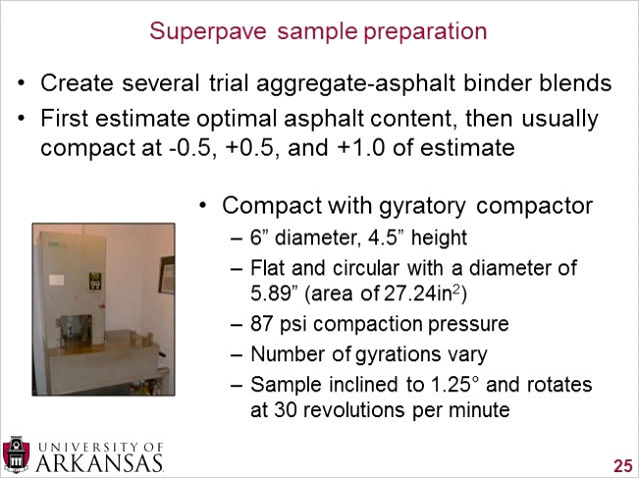The compaction pressure is 600 kilopascals or 87 psi, and you can vary the number of gyrations based on traffic level or other parameters that you may be interested in. So you put your sample and the mold into a gyratory compactor, then the gyratory compactor actually tilts to approximately 1.25 degrees, and then it rotates at 30 revolutions per minute, and you compact your sample this way.